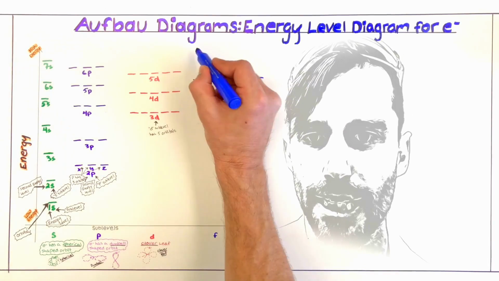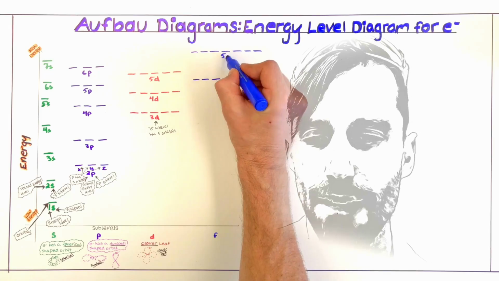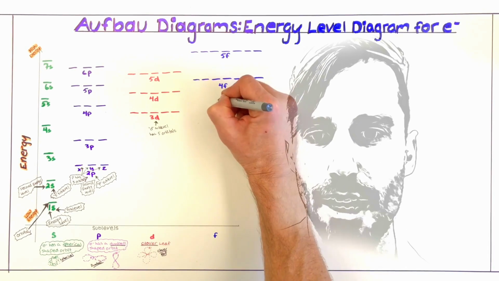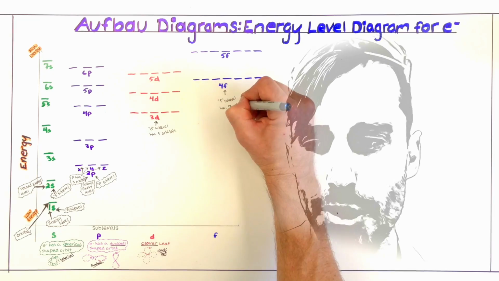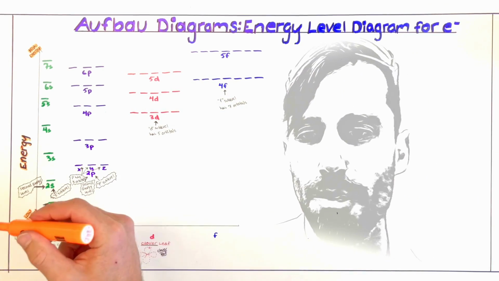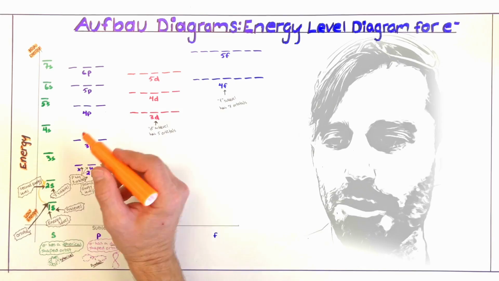I apologize, I didn't get that quite in order. And then after the 7s, we have the 5f. And the F sublevel has 7 orbitals. So you can see that they go 1, 3, 5, 7. So hopefully that helps you remember 1, 3, 5, 7. Nature has some cool patterns.